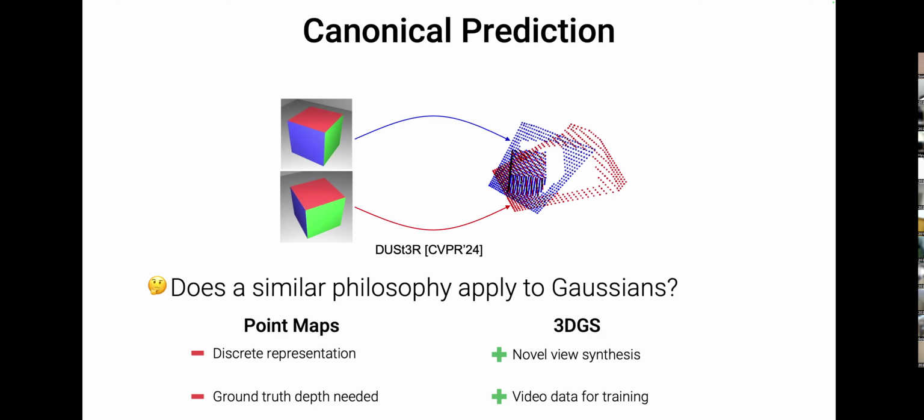Second, if we can train from 3D GS, you don't need the ground truth depth for training. For example, DUSt3R actually trains on 15 or 20 datasets, each of which has depth as input. If we can remove this need, then we can train from video data. And we know that on YouTube there are billions of videos that can be used for training, which is a great benefit.